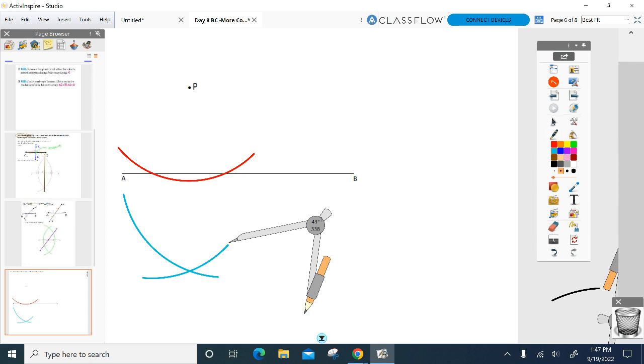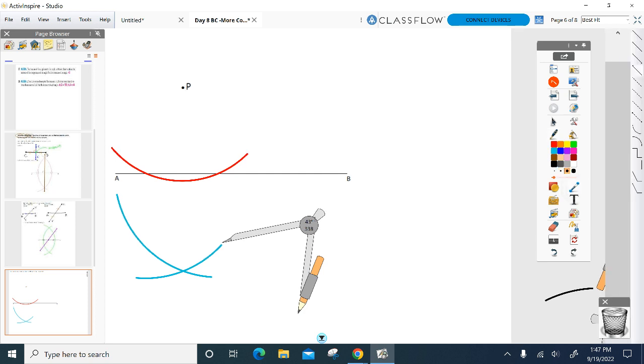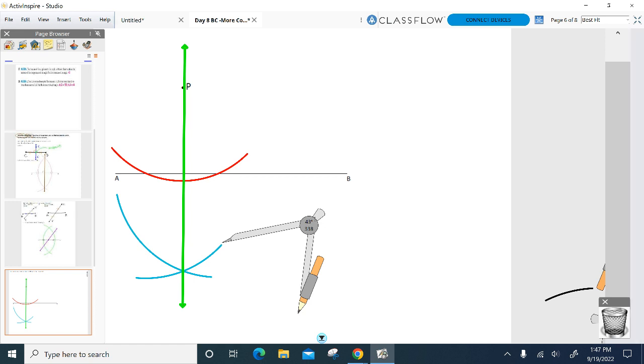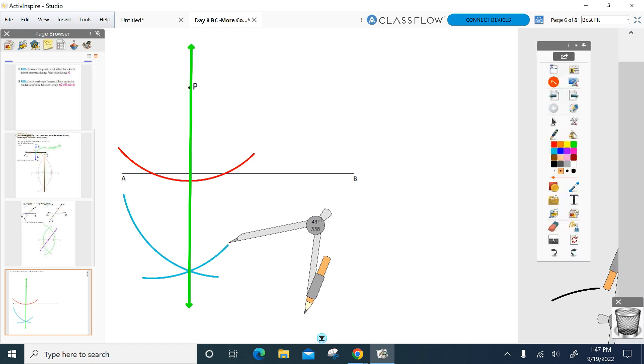All good? How are we looking? There we go. What's the only other thing you got to put on your diagram for me? Right angle. These are perpendicular.